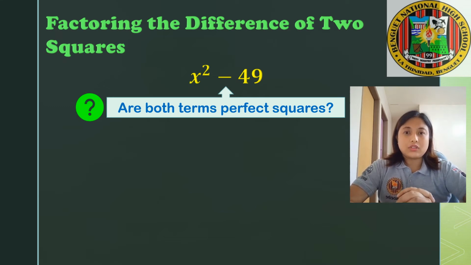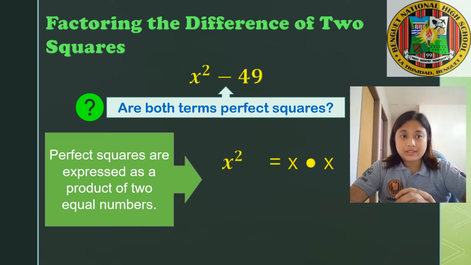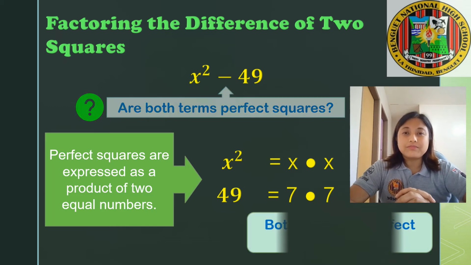Let's check if the terms in our binomial are perfect squares. A term is called a perfect square if it can be expressed as the product of two equal or same expressions. In this example, we have x squared and 49. To check if they are perfect squares, let's take a look at their factors. For x squared, both factors are x. For 49, both factors are 7. So, are x squared and 49 perfect squares? Yes, they are.